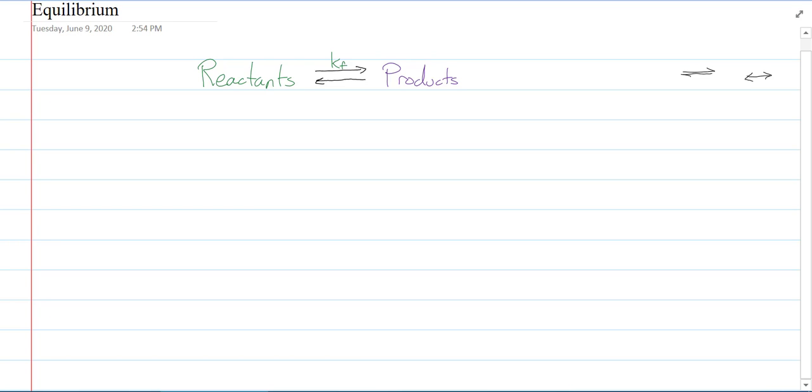We have a K forward direction. Now we have a K backwards reaction, or K reverse. So I'm going to write KB, or sometimes you'll see it as KR. Either way, it's the backward reaction. So what happens? Both of these reactions have a rate. The rate law for the reaction in the forward direction, reactants going to products, would be K forward times the concentration of the reactants.